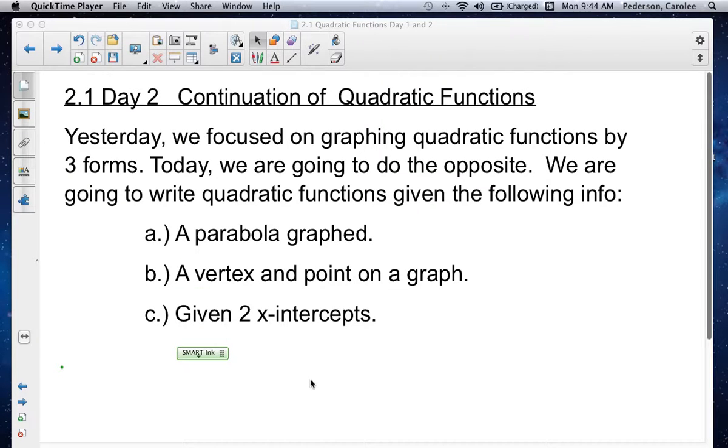This is 2.1, day 2, continuation of quadratic functions. What we focused on in the last lesson is how to graph quadratic functions with the 3 different forms: standard form, factored form, vertex form. Today we're going to write quadratic functions given either our graph is graphed out, or we give you a vertex and a point, or we give you two x-intercepts.